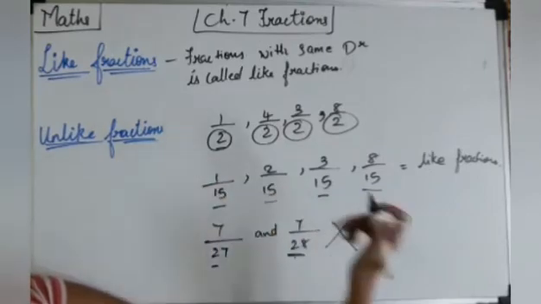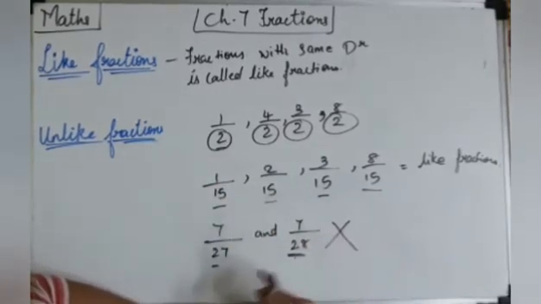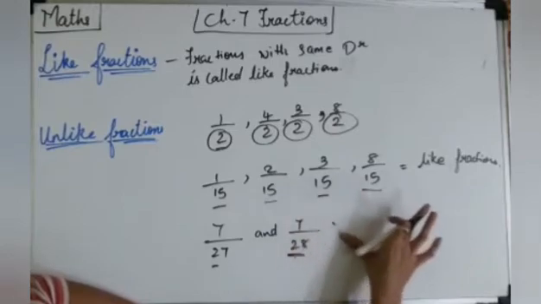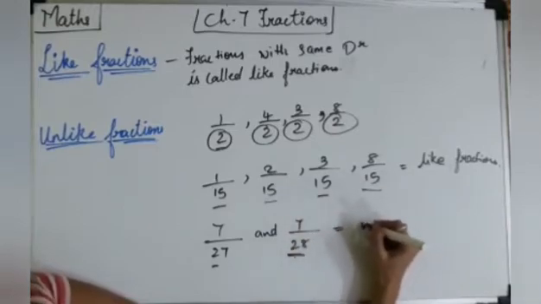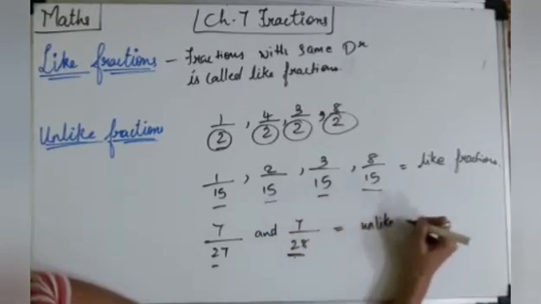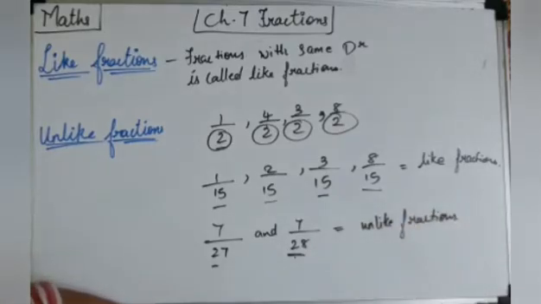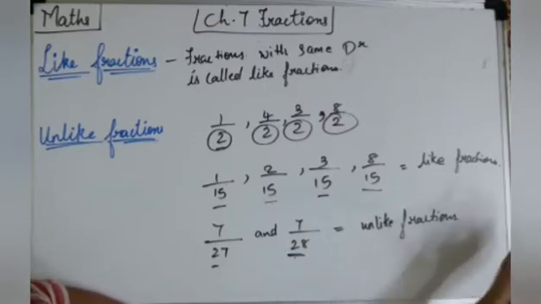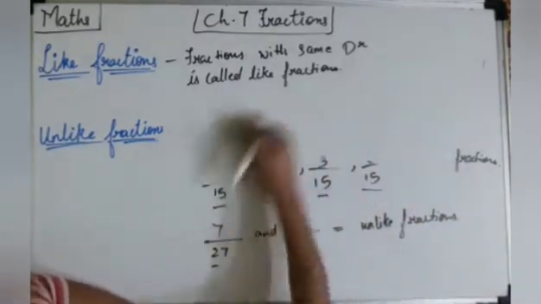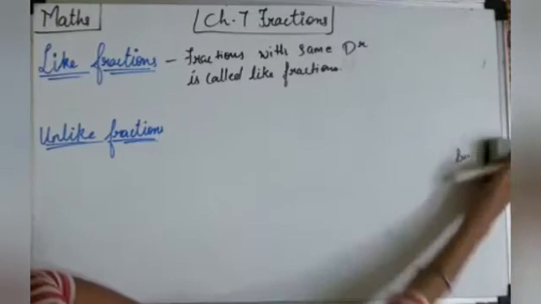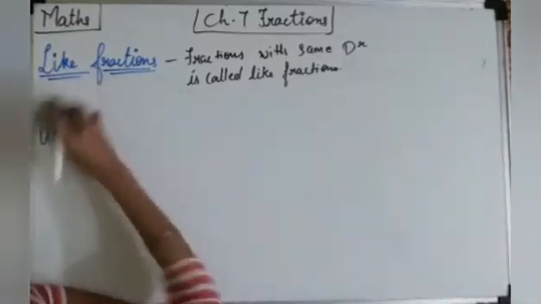What are they called? Unlike fractions. Okay. They are not like fractions, so we'll say them as unlike fractions. In the last line, they are telling us to write 5 pairs of like fractions and 5 pairs of unlike fractions. So it is very easy, right?